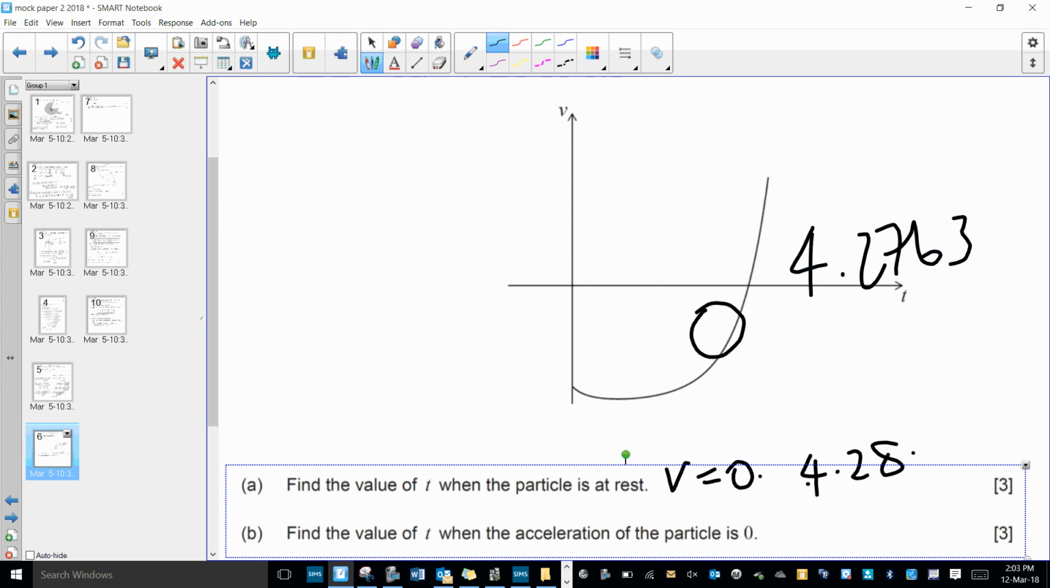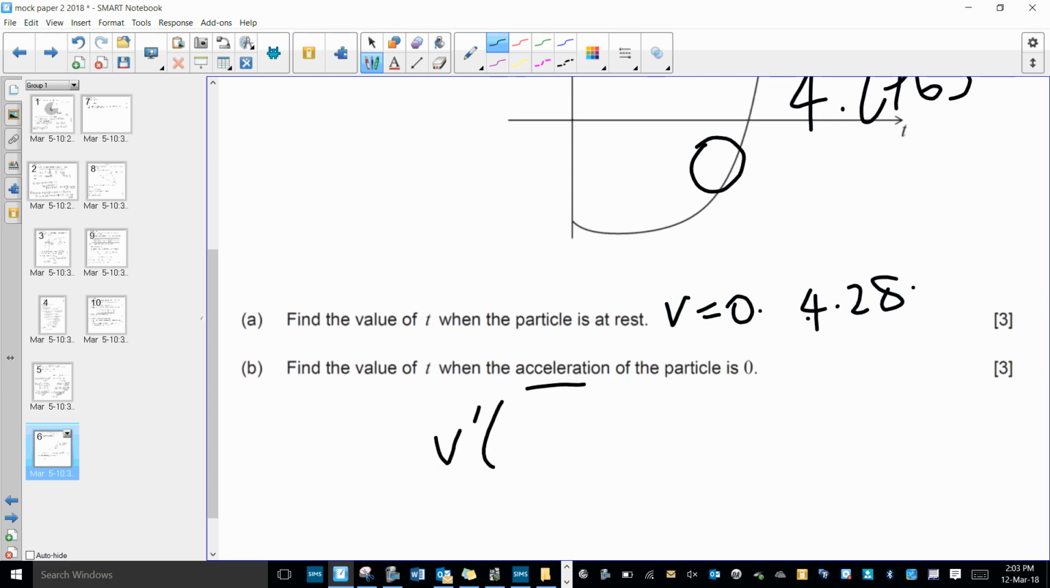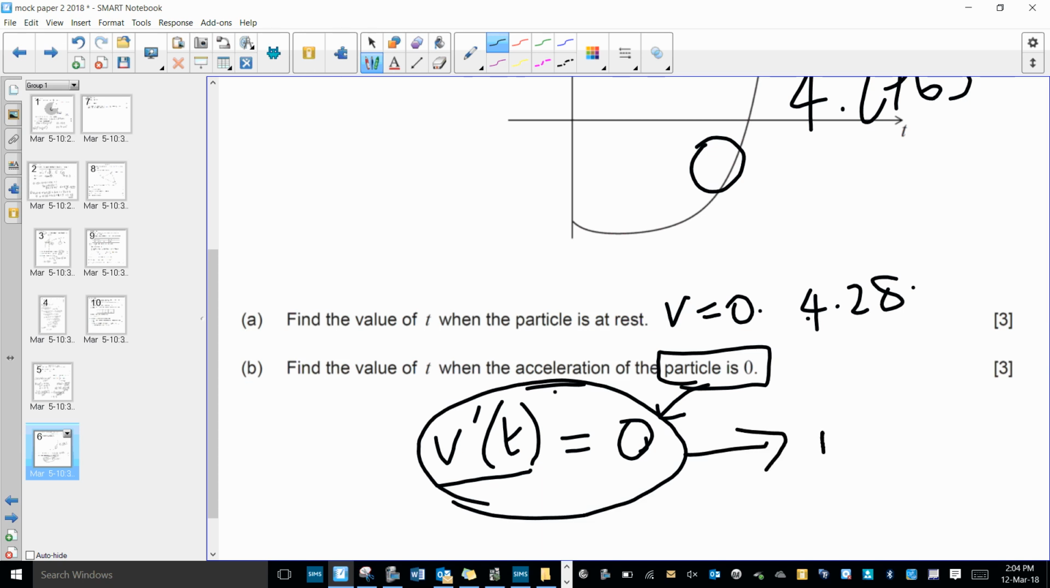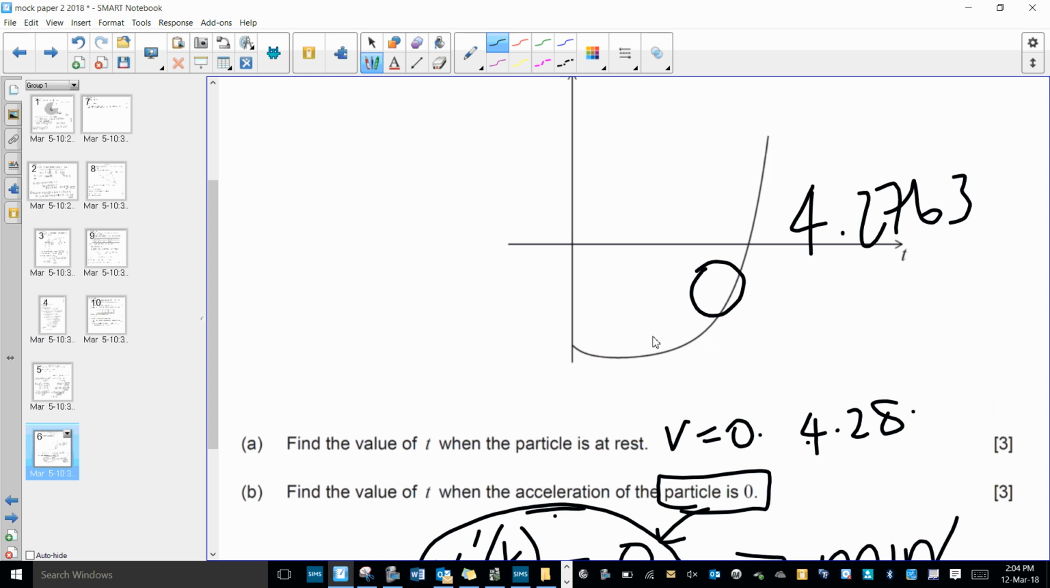Okay, right, next one, find the value when the acceleration of the particle is 0. Well, we know acceleration is given by v dash t. When that's 0, we've got v dash t equals 0. Well, we know that this situation indicates that that's when minimum and maximum values occur. So we can see here we've got a minimum value around this point here. So again, we can just use our calculator to find the minimum value.